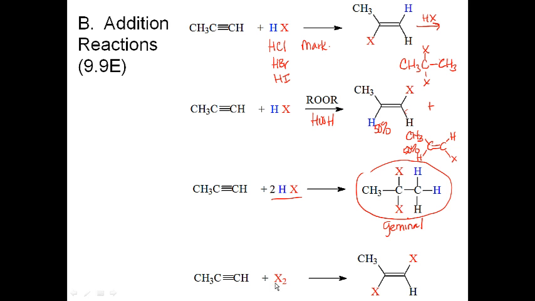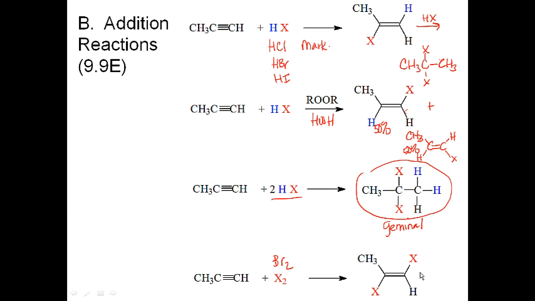If I want to do bromination with my Br2, if I'm going to add Br2, I'm still going to add the two Brs trans to each other. And so the one equivalent of Br2 will add two Brs trans.